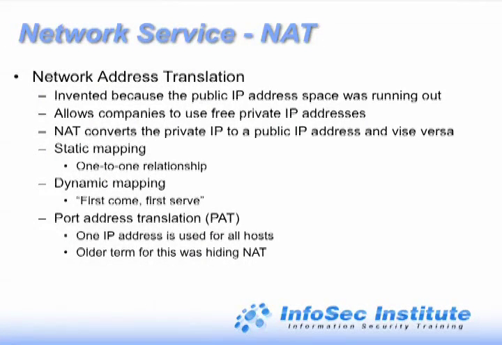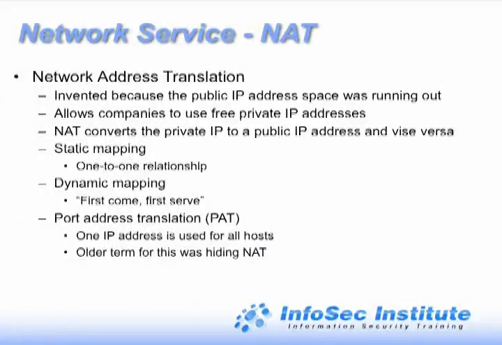Okay, NAT, Network Address Translation, invented because public IP address space was running out. Basically allows companies to use free private IP addresses. These are going to be your 10 network, like 10.0.0.0/8. You're going to have your 192.168.0.0 network. Then you're also going to have your 172.16.0.0 to 172.31.255.255. Those are your non-routable private IP ranges.